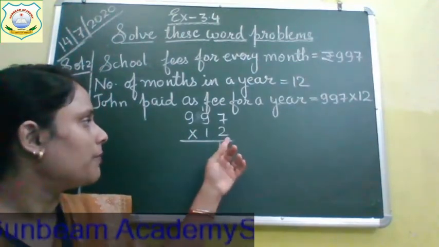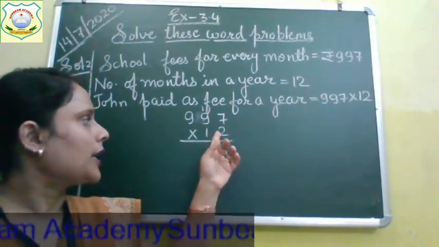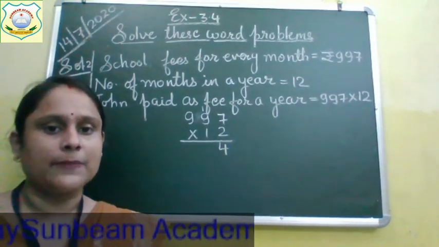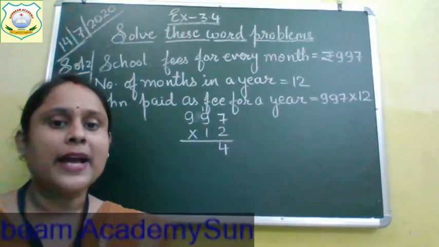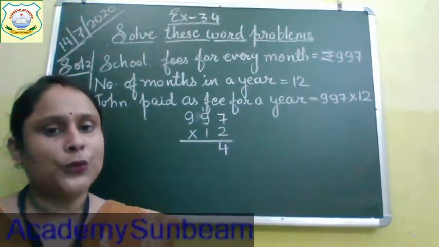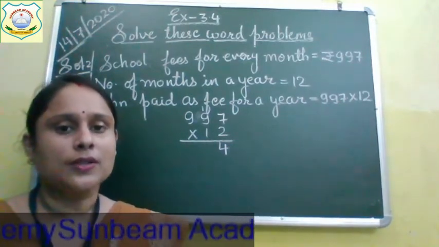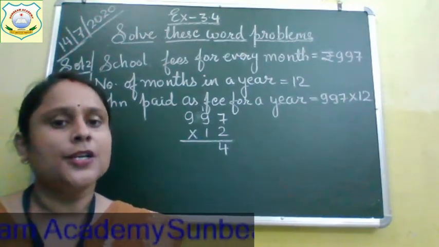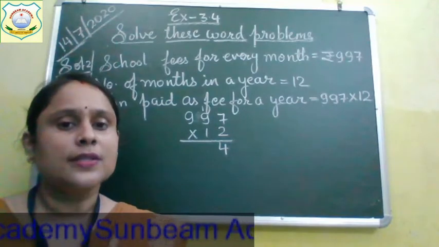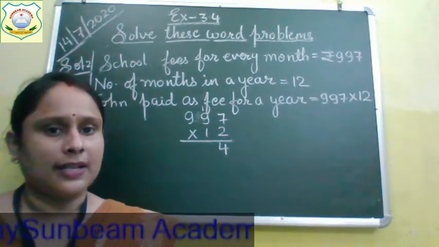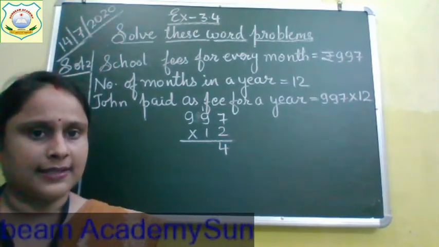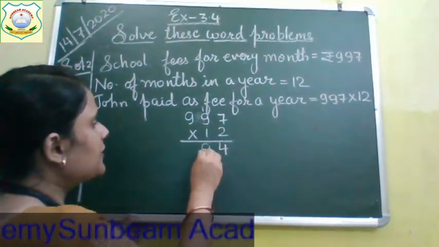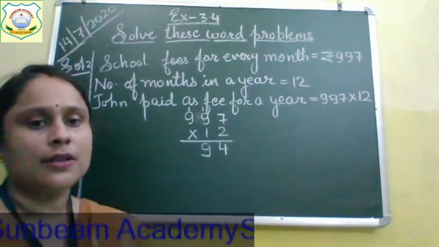Now we will multiply this 2 to the number written in the tens place. Which number is there in the tens place? 9. So multiply 2 with 9, you will get 2 ones are 2, 2 twos are 4, 2 threes are 6, 2 fours are 8, 2 fives are 10, 2 sixes are 12, 2 sevens are 14, 2 eights are 16, 2 nines are 18, 18 plus 1, 19. So write 9, carry goes 1.